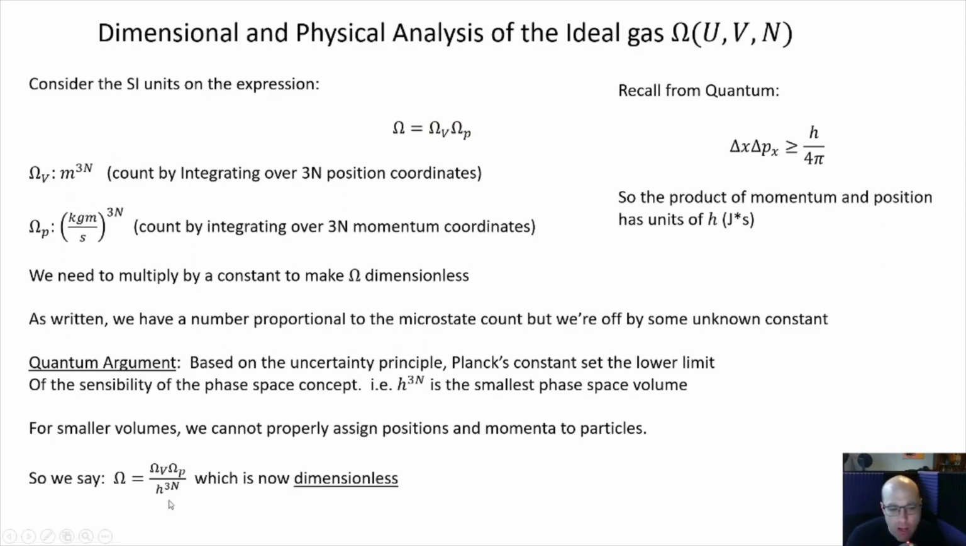So what we're going to say now is that we need to divide omega v times omega p by h to the 3n to make it dimensionless. That's one thing it does. But the other thing it does is it acknowledges some aspects of the quantum nature of matter by incorporating uncertainty principle lower limits into the geometry of phase space, right? It says if you try to break phase space up into smaller chunks than the uncertainty principle, that's not allowed.